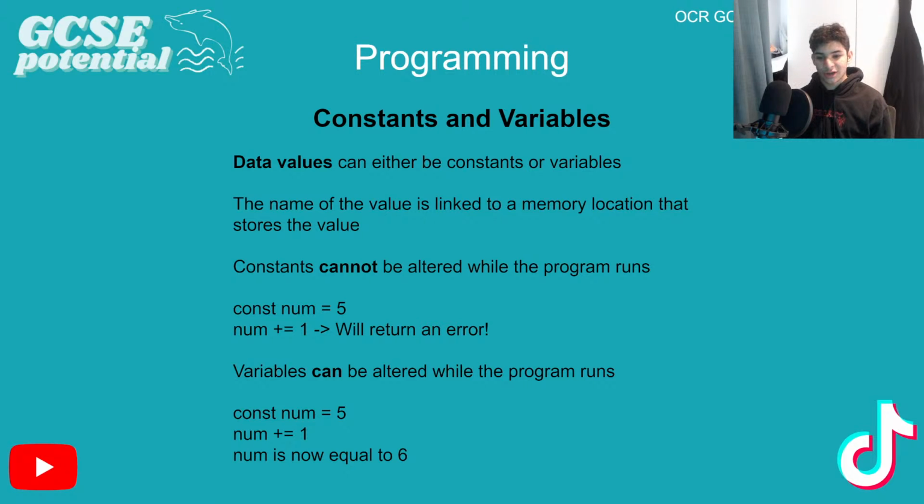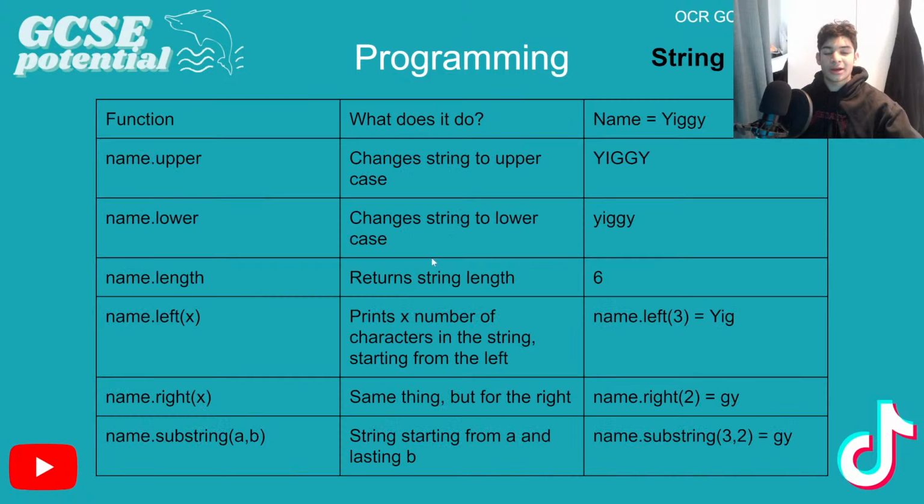But variables, they can vary. They could change. Sorry, I made another mistake here. I did make this at like 3 a.m., by the way, so that's my excuse, but I shouldn't be making mistakes here. But if you put variable in front of that, then the number will be equal to 6.